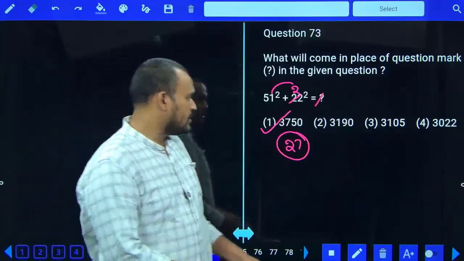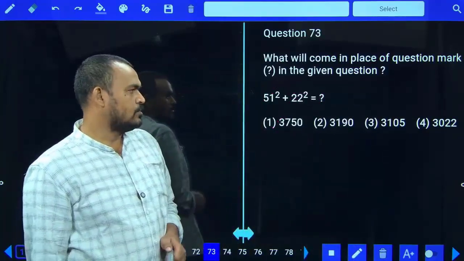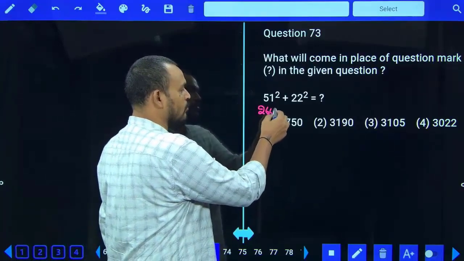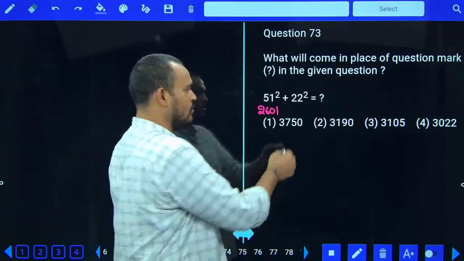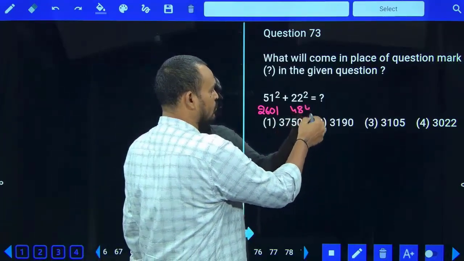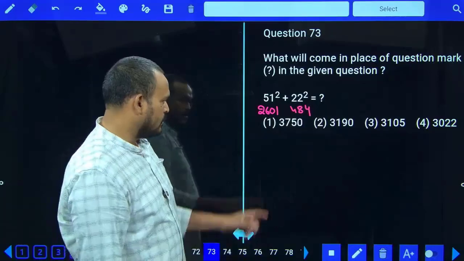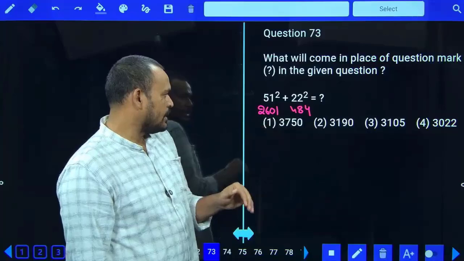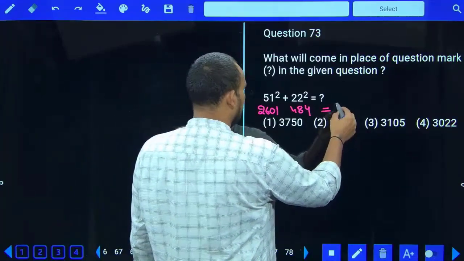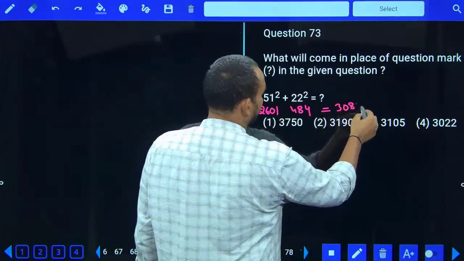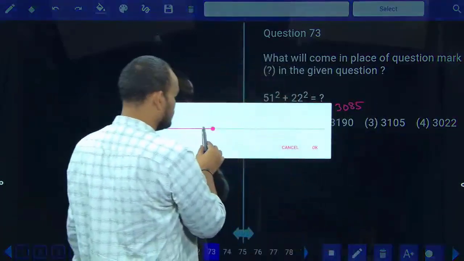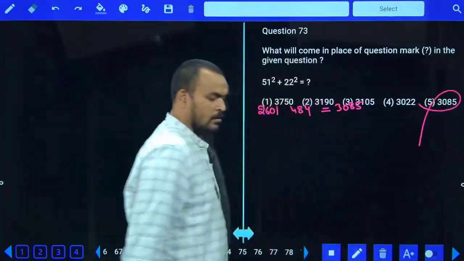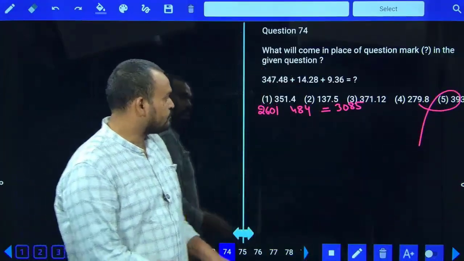Next question number 73. 51 square plus 22 square. What is the 51 square value? 2601. What is the 22 square value? 484. Both are adding or subtracting? Adding. 2600 plus 400, 3000. 84 plus 1, 85. Total 3085. Which option? 3085. Fifth one.